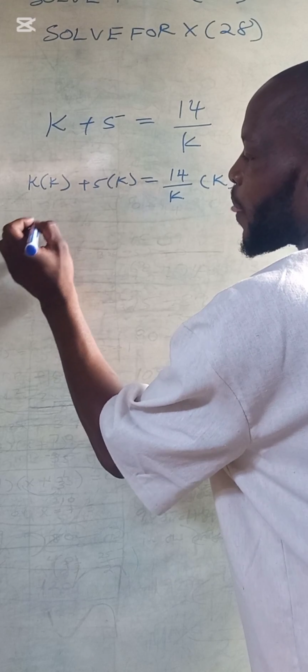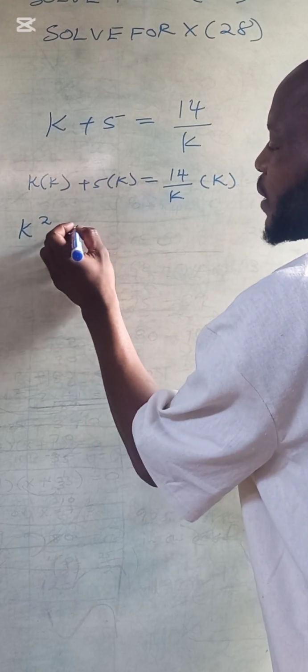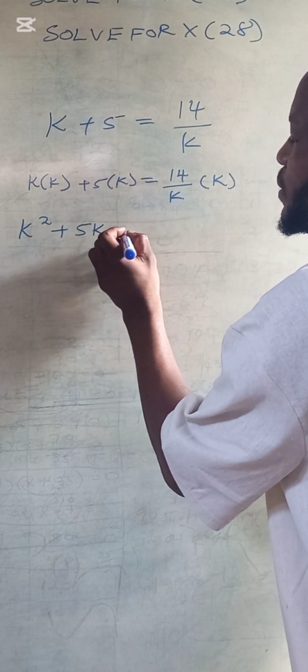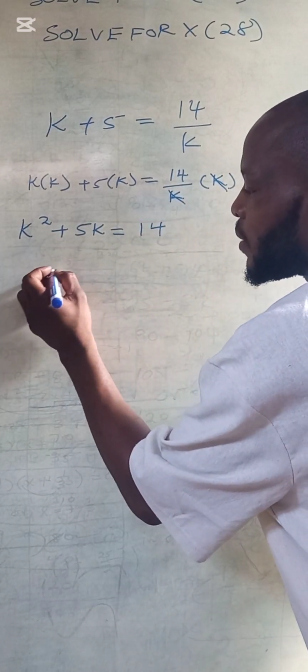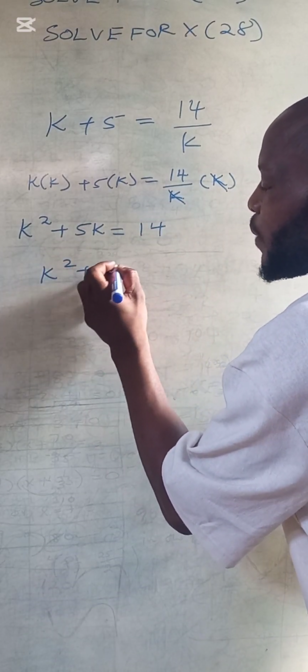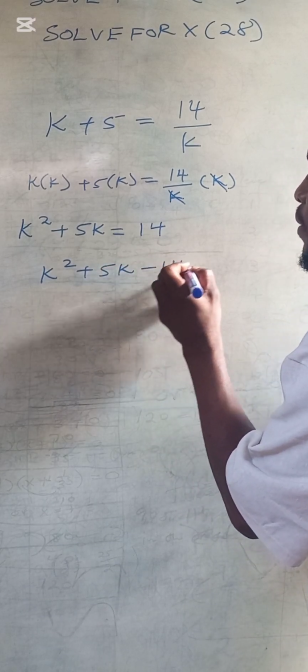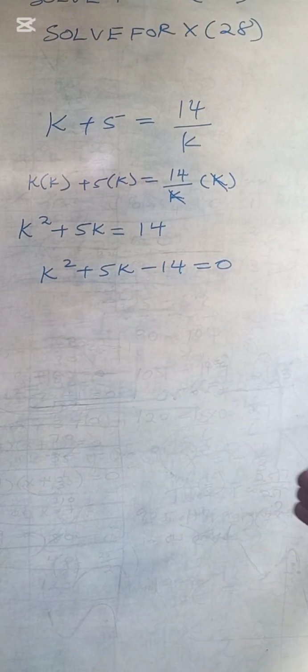k by k will be k squared. This side, 5 by k will be 5k, is equal to, this one will go with this one. We have 14, right? Therefore, we have k squared plus 5k minus 14 is equal to 0, right?